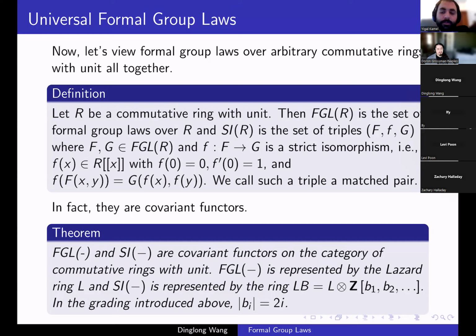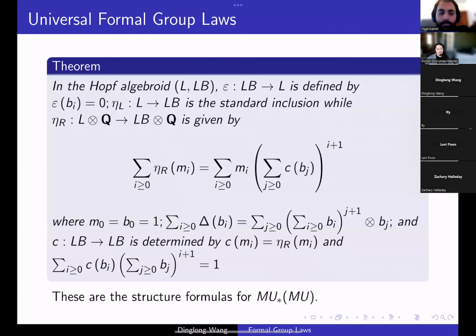Okay. Yeah. And since they're represented by these two rings, L and LB is a Hopf algebra. So in the Hopf algebra (L, LB), the map epsilon from LB to L is defined. I will not repeat it here, but you can basically translate the operations in the groupoid to the operations on the Hopf algebra. These are the structure formulas for the dual Steenrod algebra of MU.